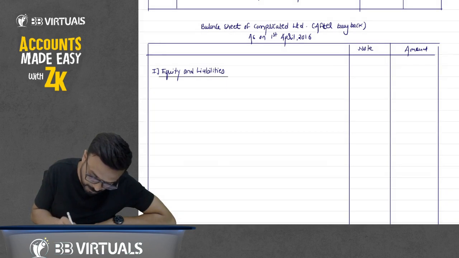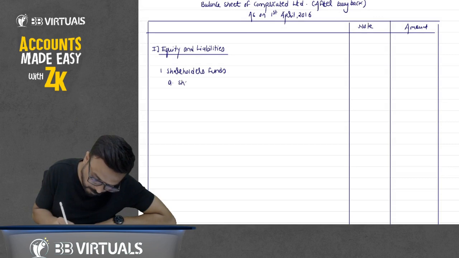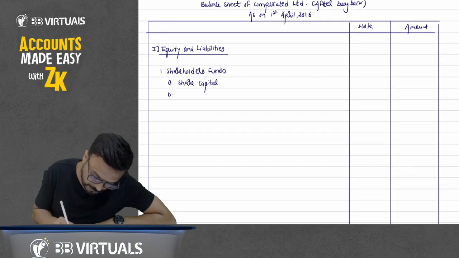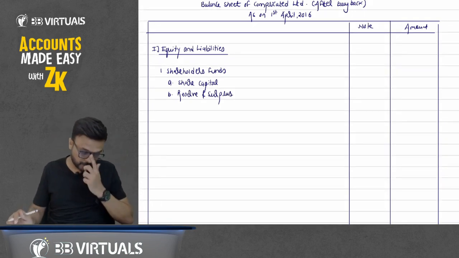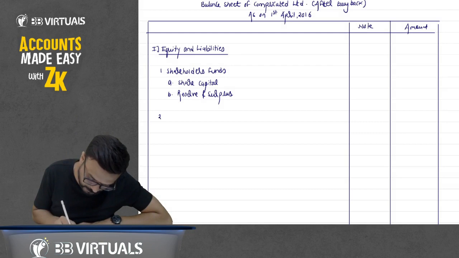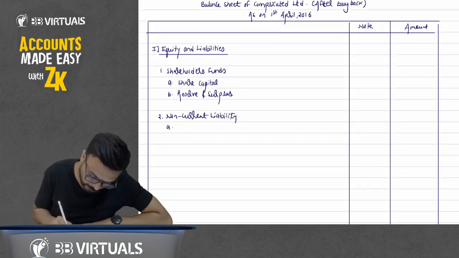Equity and liabilities. Point number 1, shareholders' fund. Under shareholders' fund, share capital will come, then reserve and surplus. Okay. Now, second point, non-current liability. Under non-current liability, long-term borrowing will come.